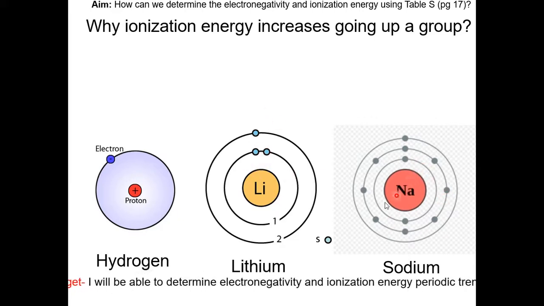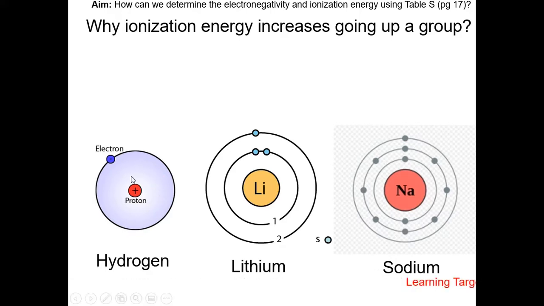So which element has the weakest shielding effect? That'll be hydrogen. So which element will have the hardest time removing an electron? That will also be hydrogen. Why? Because there are no inner electrons. There is no competition. Therefore, the nucleus of hydrogen is going to hold on to its valence electron much more tightly than lithium and sodium.